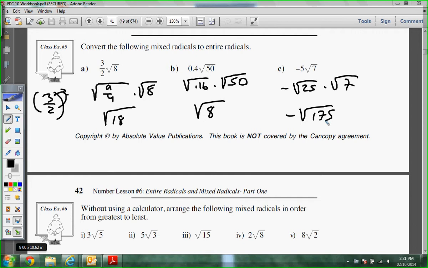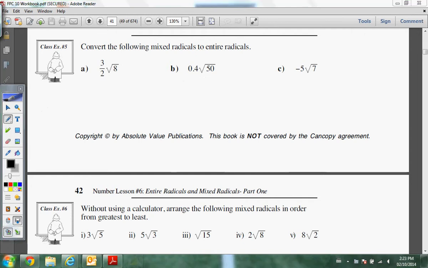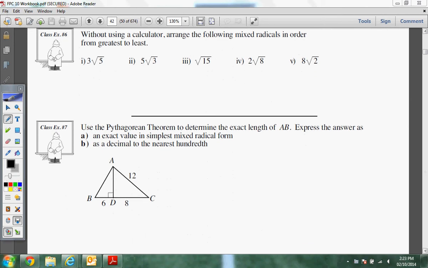Okay, last page here. Two more examples. Any questions? Smooth sailing? All right. Okay, examples 6 and 7, last two.